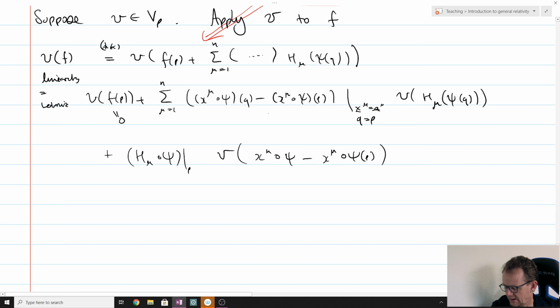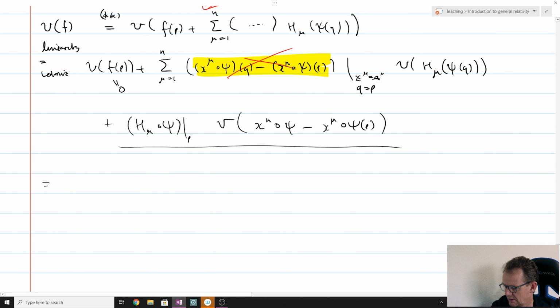Now, evaluating this term in yellow here at the point x equals a, or q equals p, gives us straight out 0, so that's gone. In fact, the only term that's left upon applying the directional derivative V is this last one here. And so after all of this, we obtain 0 plus 0 plus the sum as mu equals 1 to n, h mu composed with psi evaluated at p, times V of the muth coordinate of psi.